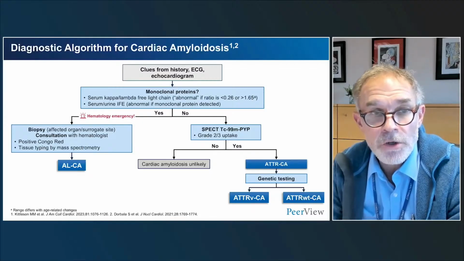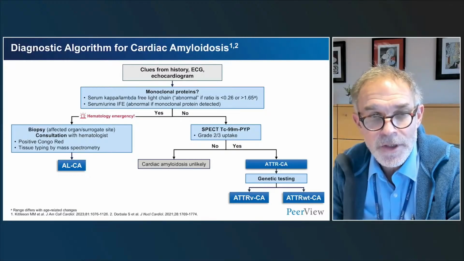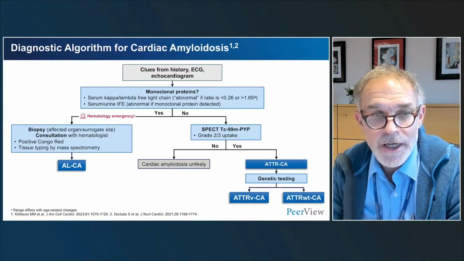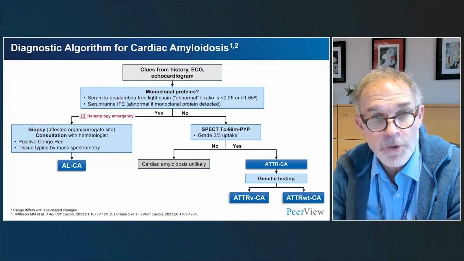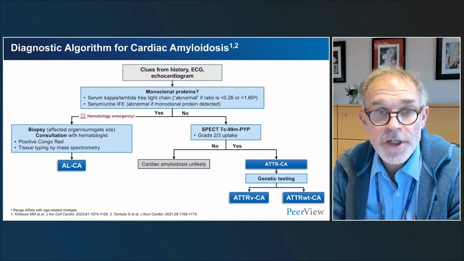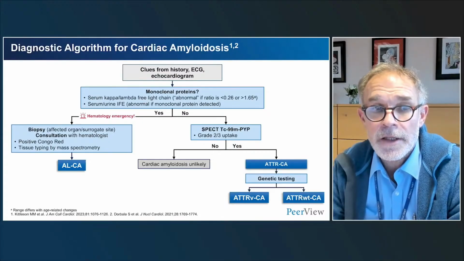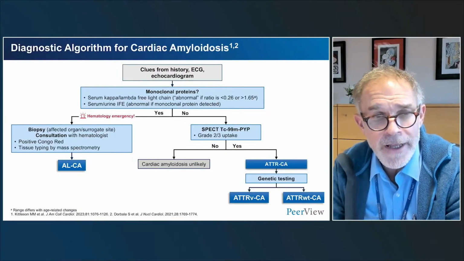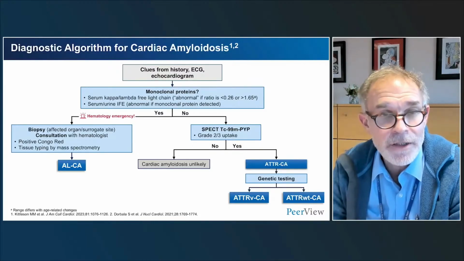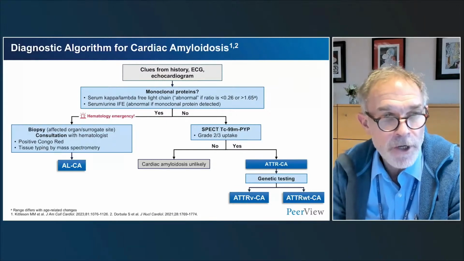If there's no monoclonal protein and the PYP or DPD scan is negative, that in itself makes cardiac amyloidosis very unlikely, because one has effectively all but excluded AL amyloidosis on the basis of the monoclonal protein and all but excluded ATTR amyloidosis on the basis of the PYP or DPD scan. There are a few exceptions with rare variants that have less uptake than expected on a PYP scan, but on the whole, that makes cardiac amyloidosis very unlikely.